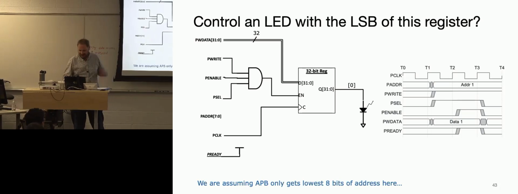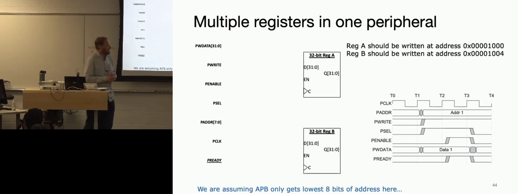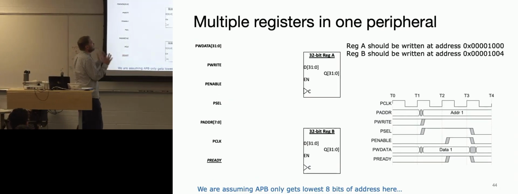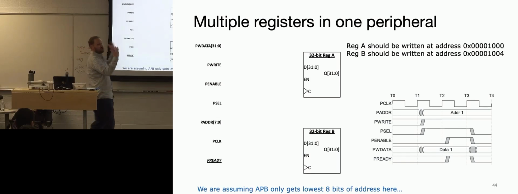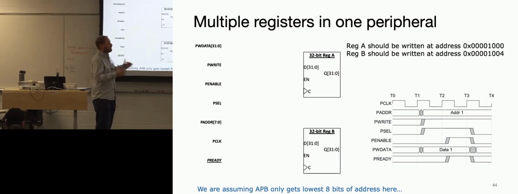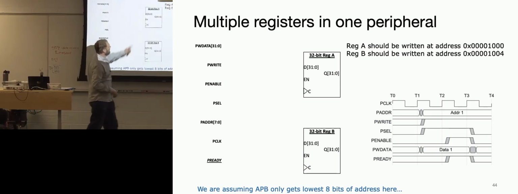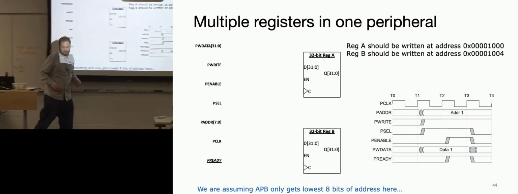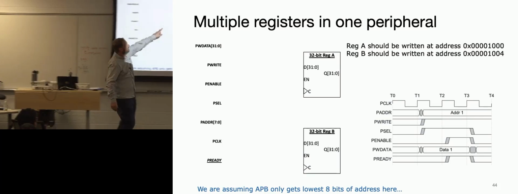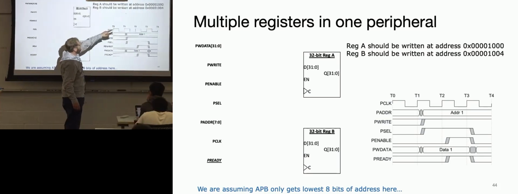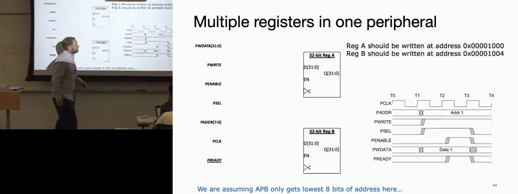Okay, so we can kind of expand upon this example a little bit. What happens if you want to write to multiple registers in one peripheral? This is the normal case. In your GPIO registers or peripherals, there's multiple registers. So here we have register A, register B. And we have, the note says here, here's the addresses for which these respond.